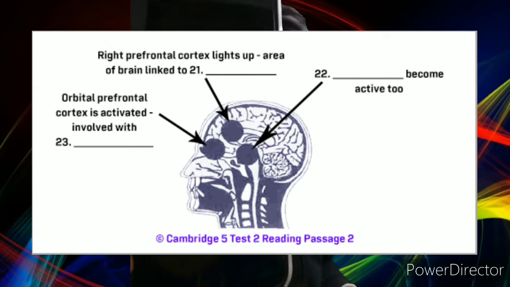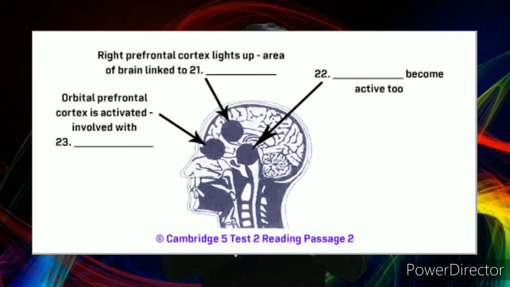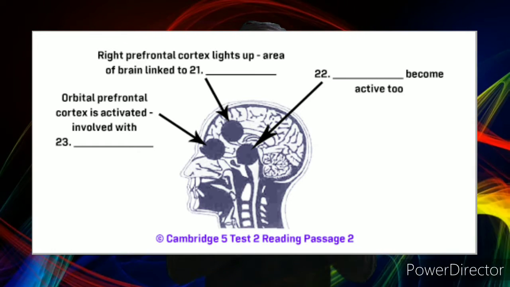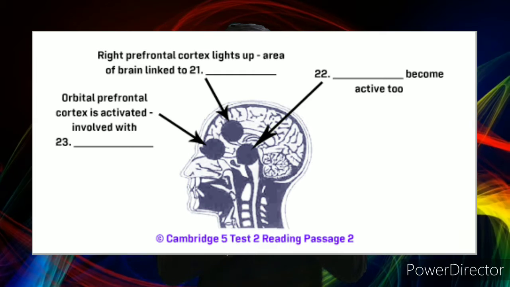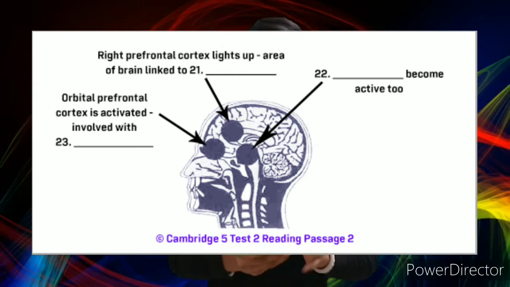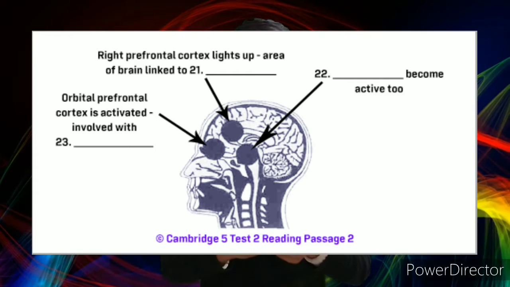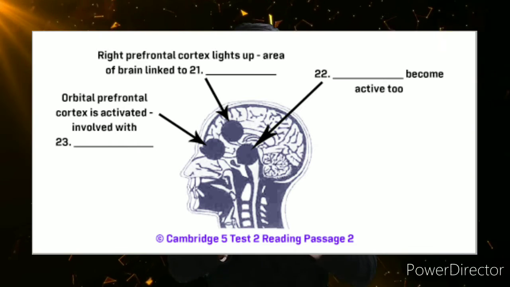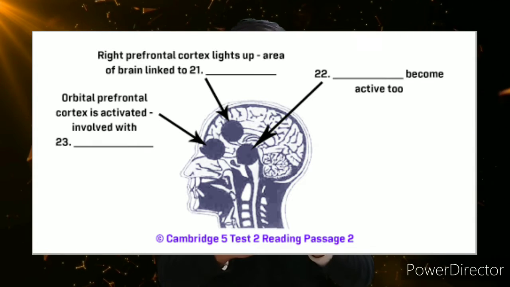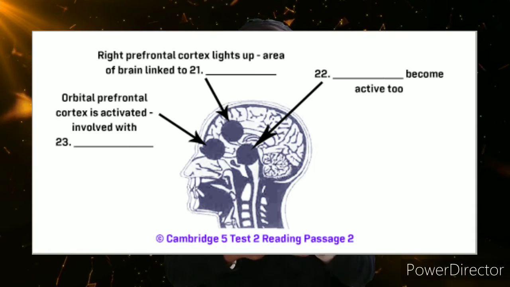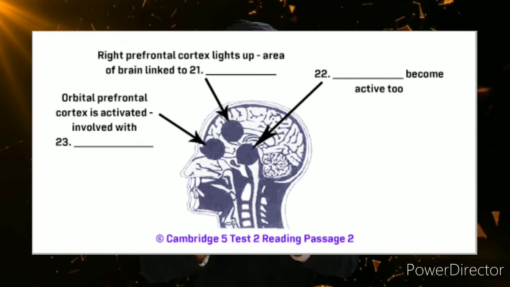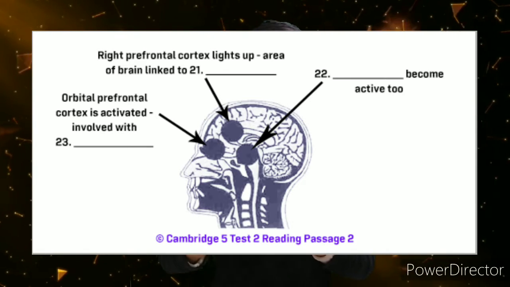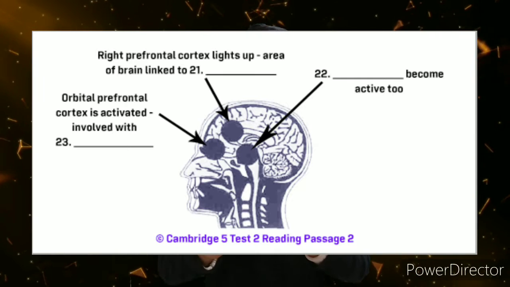As you can see over there, it is written: the right prefrontal cortex lights up, the area of the brain linked to this. A short image is taken from a big paragraph, and that's why the numbers are arranged serial-wise. As you can see at the last, it is written Cambridge 5, Test 2, Reading Passage number 2. This image is taken from passage number 2, and it is a question from the passage: orbital prefrontal cortex is activated, involved with dash.